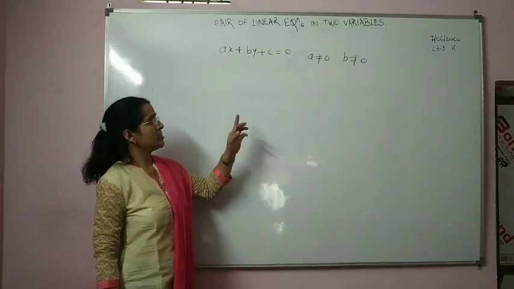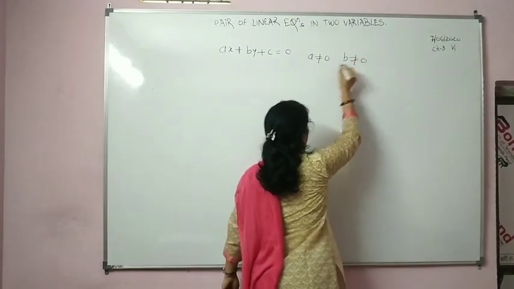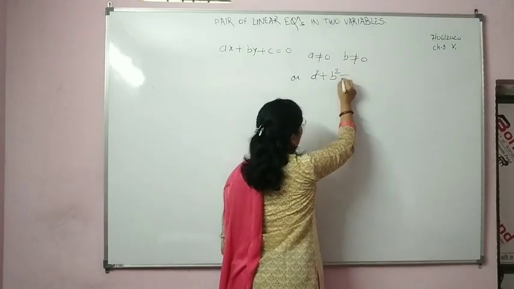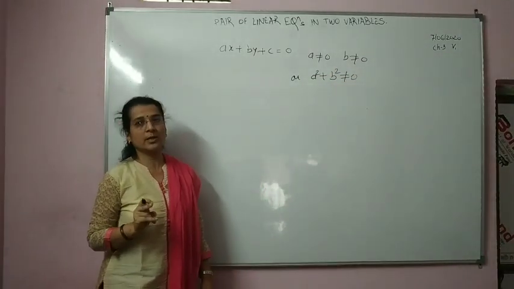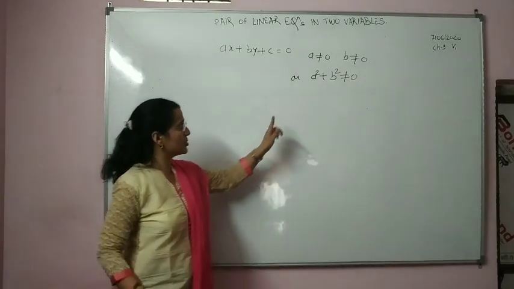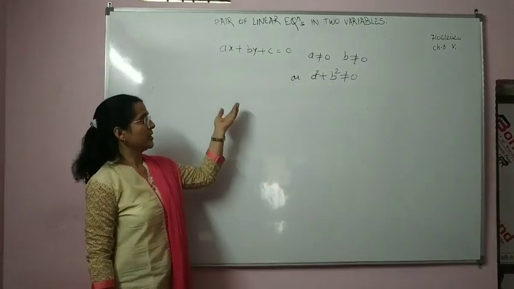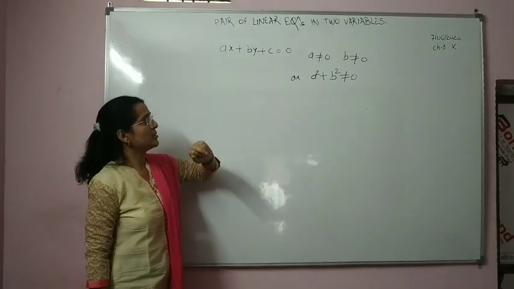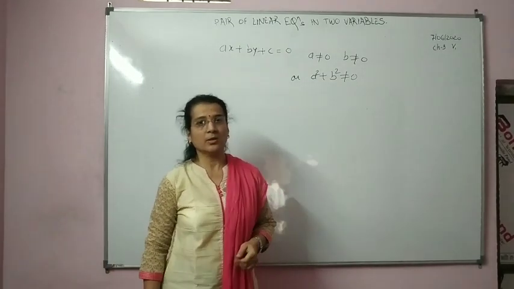Either you say a is not equal to 0 and b is not equal to 0, or you can say a squared plus b squared is not equal to 0. Because the sum of the squares is equal to 0 only if a equals 0 and b equals 0. So the condition is either a is not equal to 0 and b is not equal to 0, or a squared plus b squared is not equal to 0.